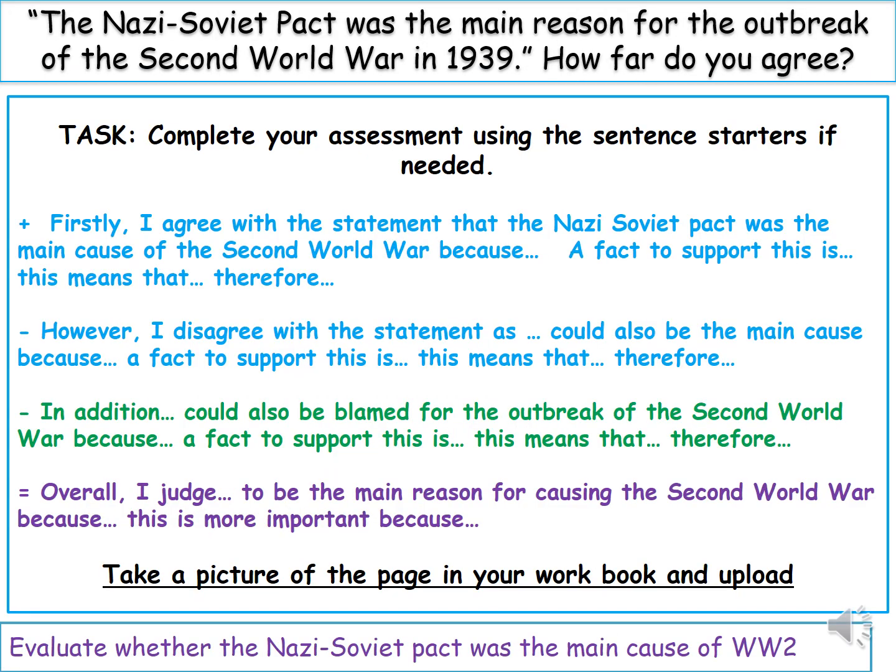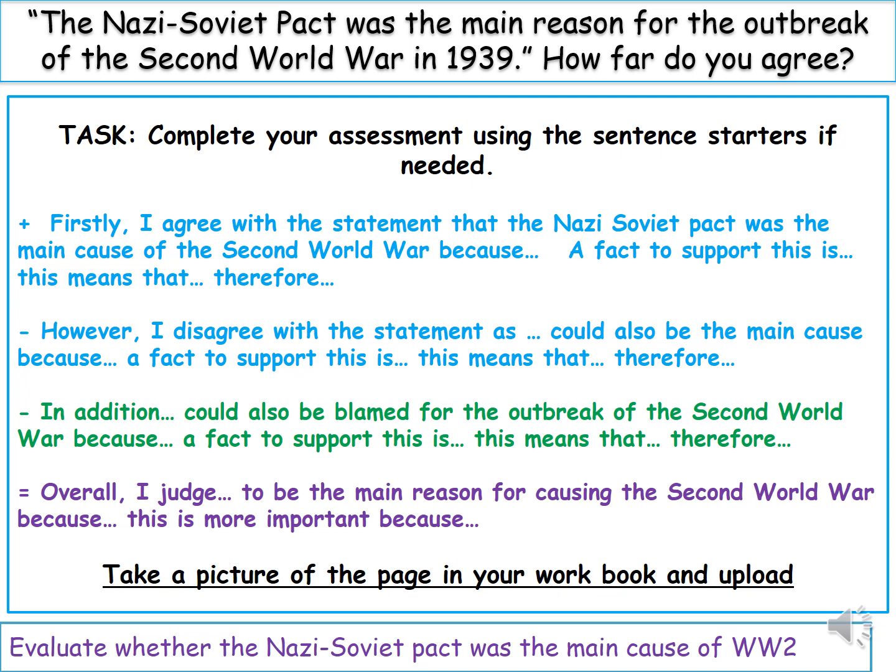Now you will need to complete your assessment. There are sentence starters on the screen for you if you want to use them. If you don't, that is also fine. The blue is your developing sentence starters, secured is the green, and mastered, you've got the purple there as well. Remember, if you're doing mastered, you need to do all of what's on the screen. Secured, it's the first 3, developing, it's the first 2. Good luck. You can pause it.